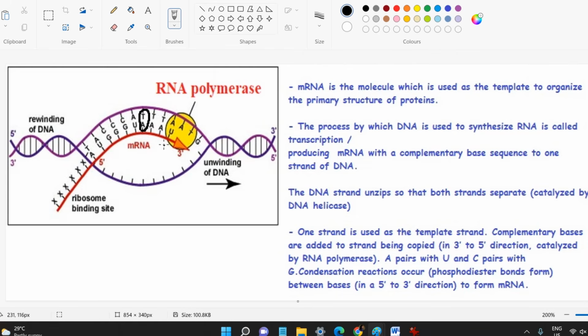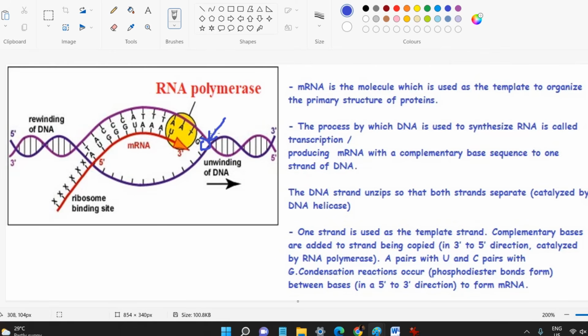Now remember, that's with DNA, but RNA doesn't have thymine, RNA has uracil. So you could think of it as apple under the tree. Apple in the tree for DNA, apple under the tree for RNA. A pairs with U. What's not depicted on this diagram is an enzyme that is going to unzip this helix, right?